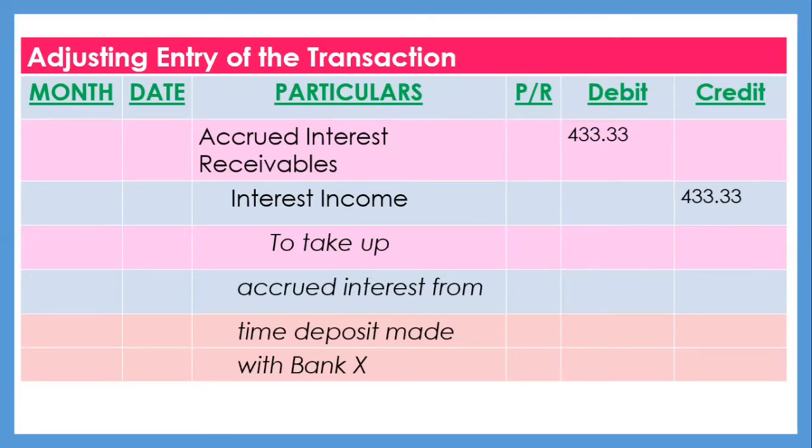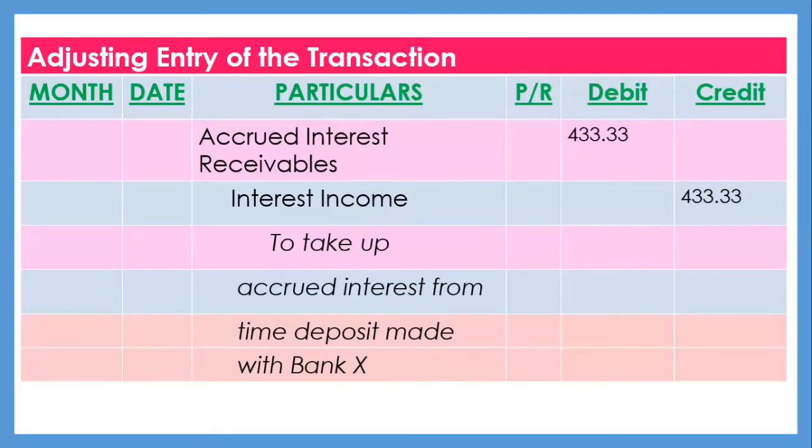Remember that accrued interest receivables is a form of an asset. Now, since we increased our assets, if we go back to our basic rule on how to debit and how to credit, if we increase our asset, then we need to debit the account. So that's the reason why we debited accrued interest receivables.